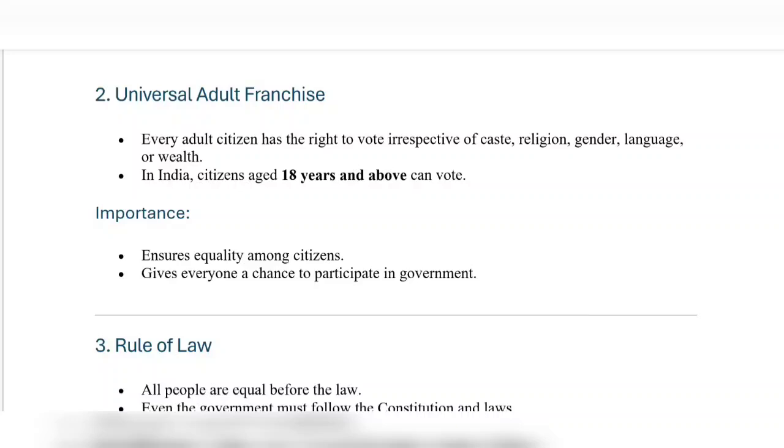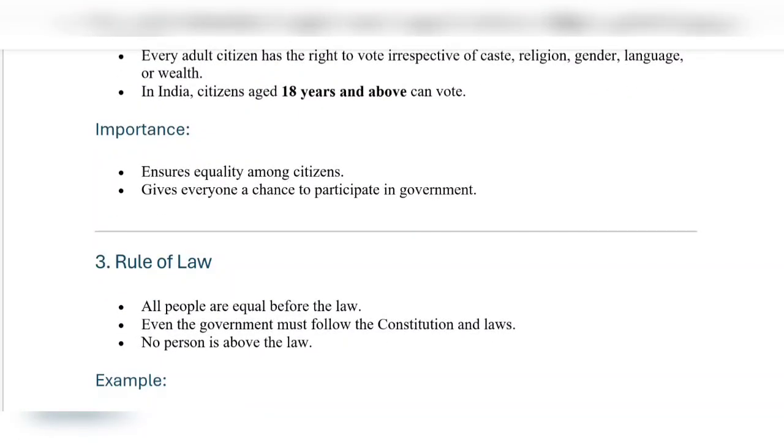But in which article? You need to find out. I hope you know that there are more than 400 articles in the Constitution, and in one of them it is mentioned that every citizen has the right to vote if they are 18 and above in India. Now why is this universal adult franchise significant to us? It is significant because it ensures equality among citizens.